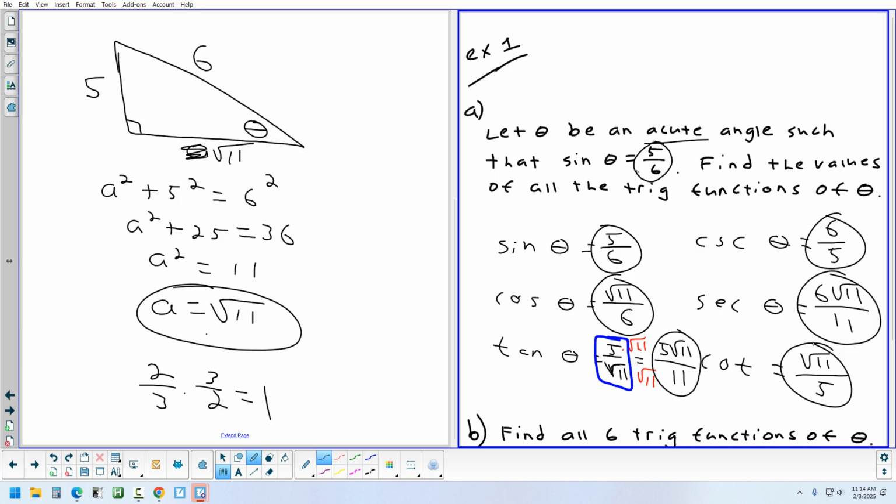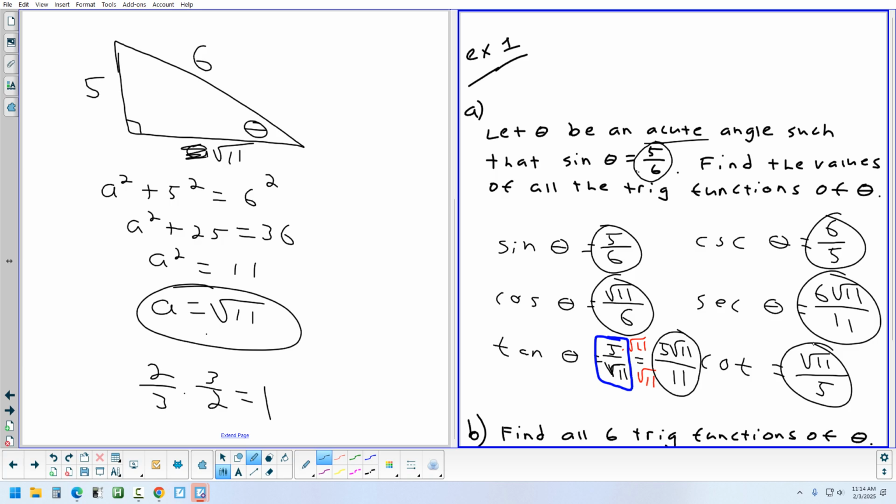Okay. So there's your 6 trig functions of theta. Not to be confused with solving for theta. We have no idea what theta is. We did not solve for it. We found the trig functions of theta. Okay.